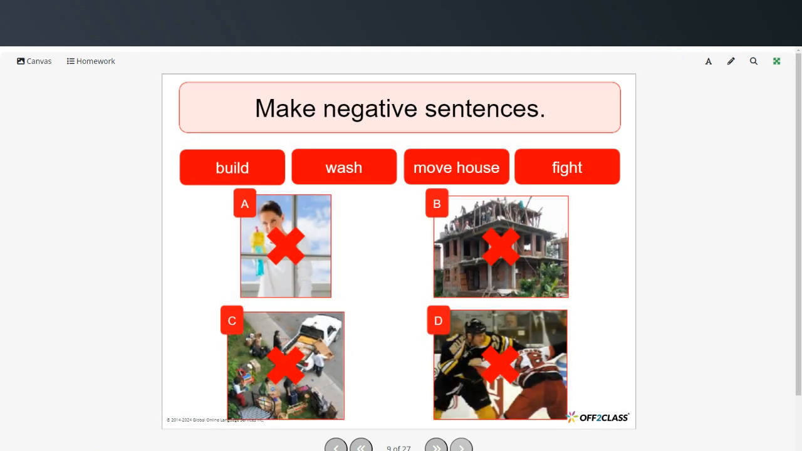So now you can make some negative sentences. She is not washing the windows. They are not moving the house. They are not washing the car. And they are not building the house. They are not moving house. And they are not fighting.